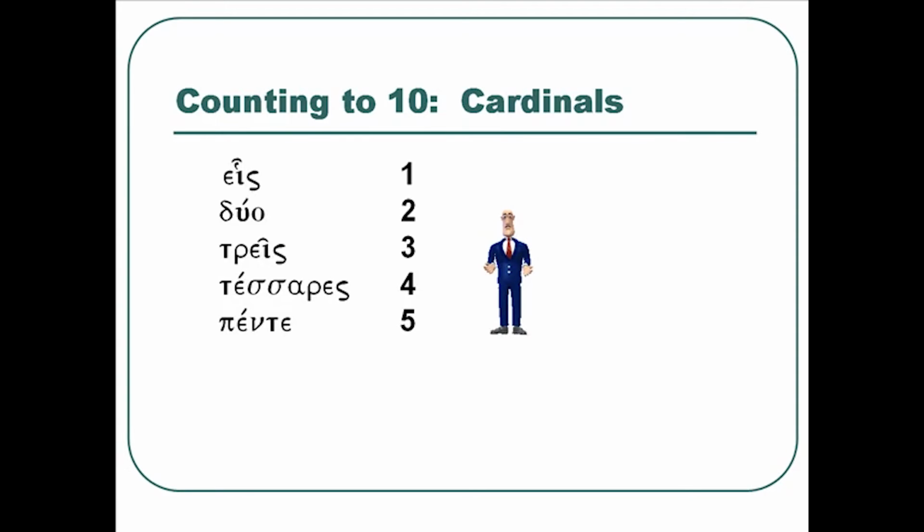Okay, now we learn how to count to 10 in Greek. These are the cardinal numbers, the 1, 2, 3, 4, 5 type, as opposed to the ordinal, which was first, second, and third. Number 1 is heis. Number 2 is duo. Treis is 3. Tessares is 4. And pente is 5, like pentagon or Pentateuch. 5.